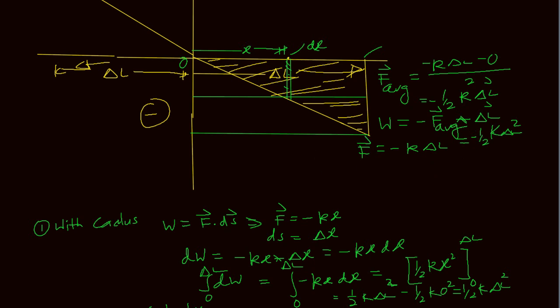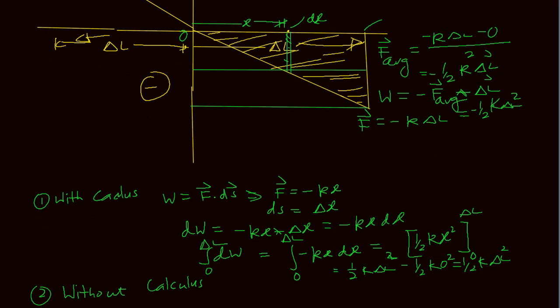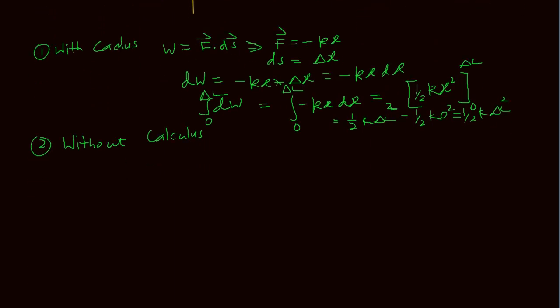So we found the energy in a spring, or work done on the spring, the formula: work is half k delta L square, and if we want to see work by the spring, then we put a minus here. So that is all. This is the end.